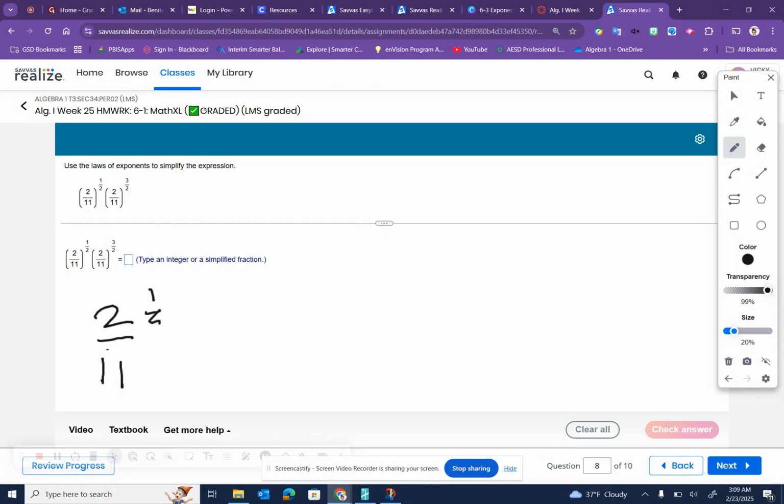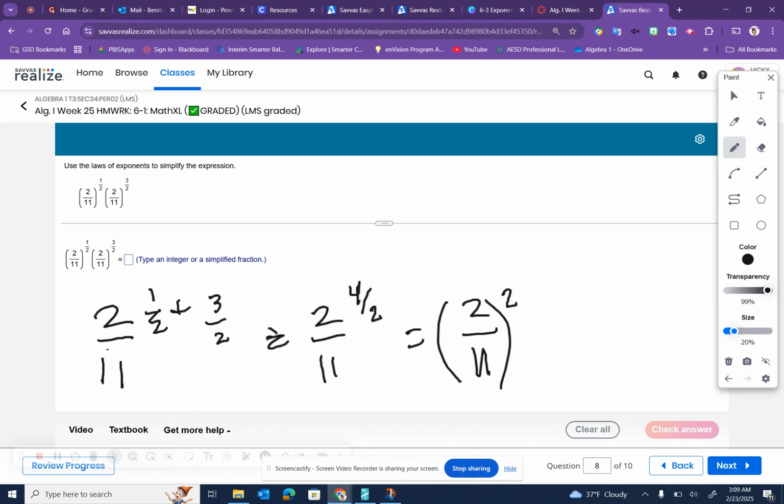So I have 1/2 plus 3/2, which becomes 2/11 to the 4/2. That exponent can be simplified as 2/11 to the second power, because I really have the entire base of 2/11 to the second power. I can distribute the second power to both the numerator and denominator, making it 2 to the second over 11 to the second.